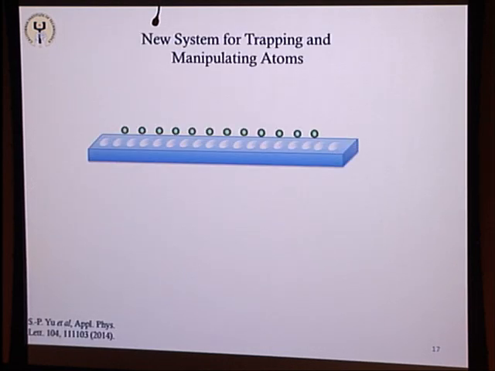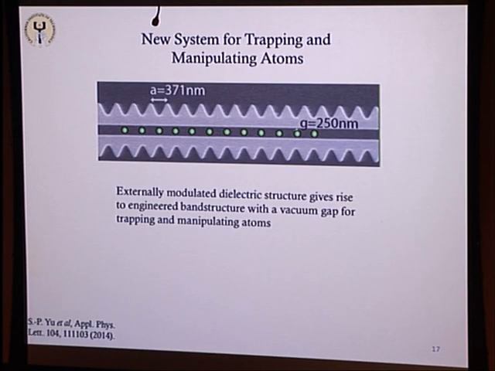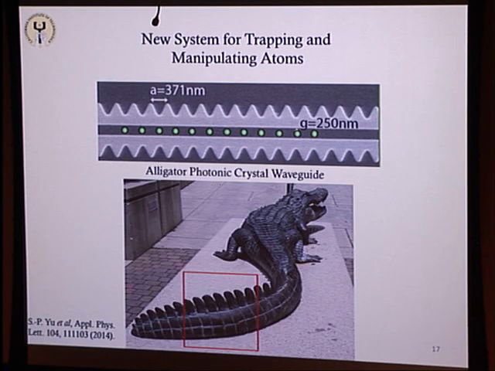So it's not just this cartoon picture. It's much more complicated than that. We tried holes. It didn't really work out very well. So we used two nanobeams where we place an external modulation. That's the index contrast that gives rise to this photonic band gap. We want to trap atoms in the vacuum gap between these two nanobeams. And this is where we will trap and manipulate the atoms. And so we call it this for obvious reasons.